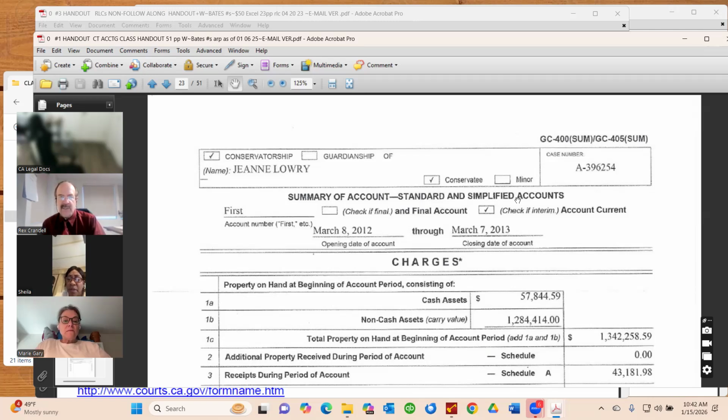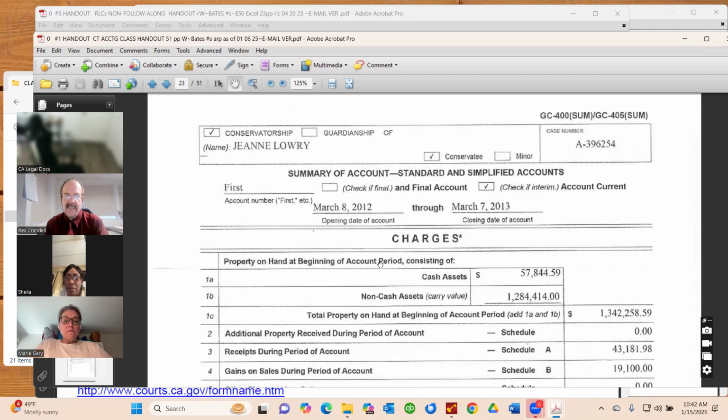So we list which account. It's a current account. It's not the final account. So if we were at the closing of a probate, we do a final account before final distribution order, and the date started the accounting and the date concluded.